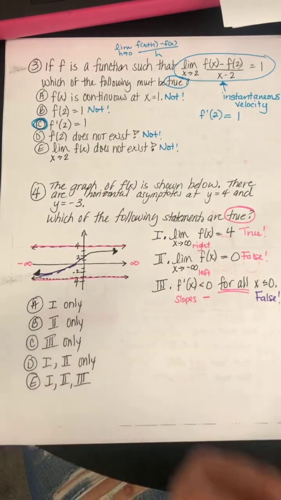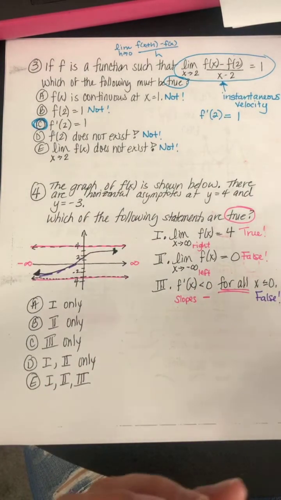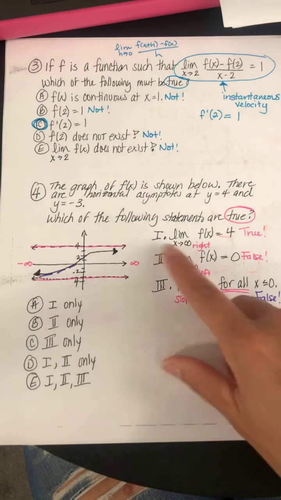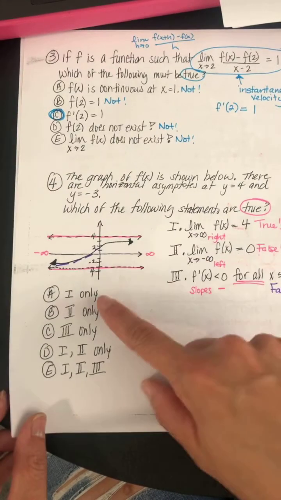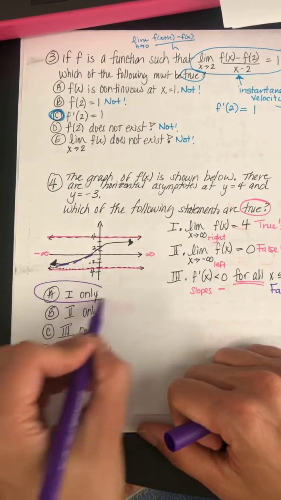That's false. Okay, so the only one of these that is true is Roman numeral 1. So that would be A, 1 only.